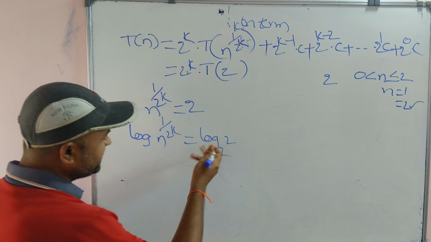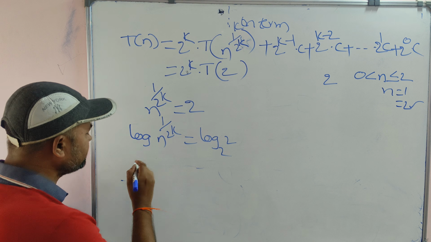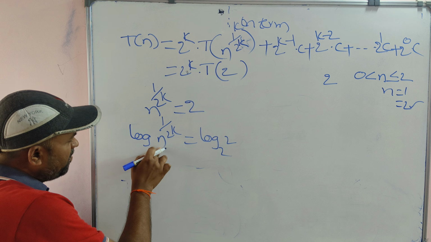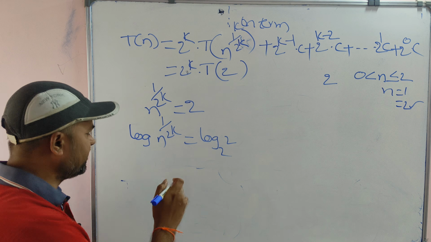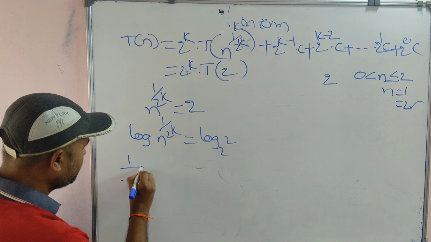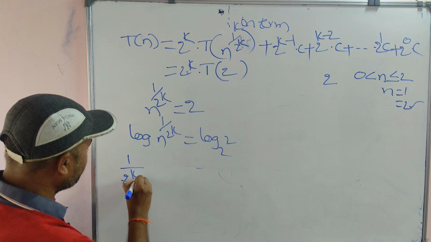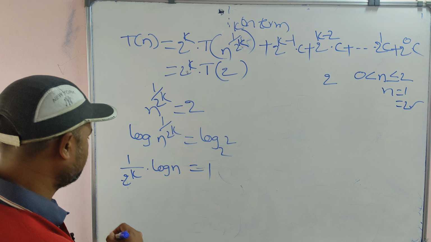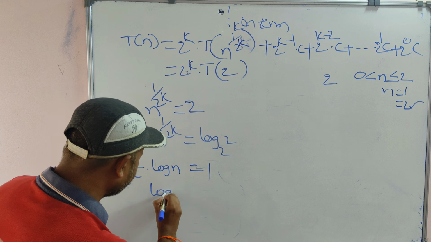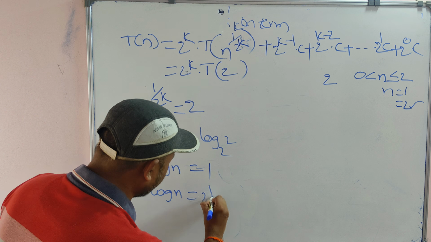By default the base is 2 only. So log a base a means 1. This is in the form of log a power m, and log a power m means m log a. So here what is m? 1 by 2 power k into log n equals 1. Okay, so we can write this as log n equal to 2 power k.